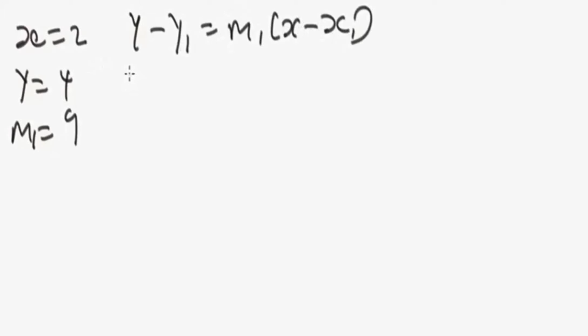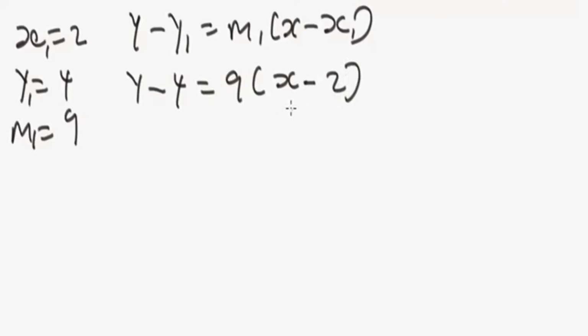So when you input it, you will have y minus, so this is our y1, this is our x1, so you will have y minus 4 equals, so our slope is 9 in bracket x, let me clean this and put minus. So we have x minus 2, alright, bracket close. So when it's expanded, you're going to have y minus 4 equals 9x minus 18.